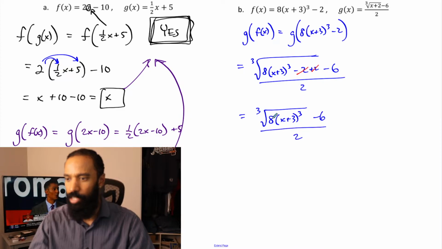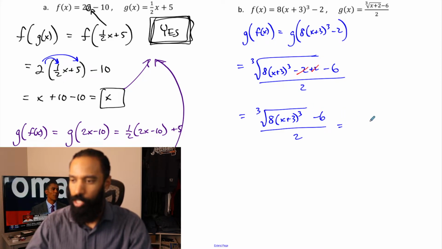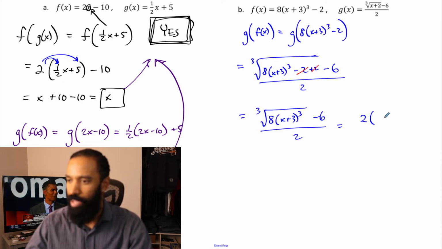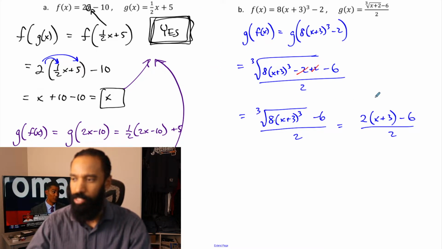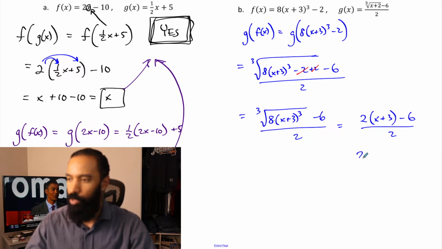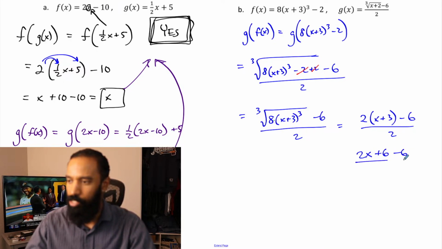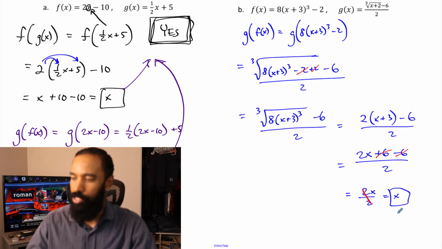You know, I can take that cube root right here. That's a cube root of 8 times the cube root of x plus 3 cubed. Cube root of 8 is 2. Cube root of x plus 3 cubed is x plus 3. And we get minus 6 there over 2. So again, it's the cube root of those two separate things because it's a product. You know, that's an allowed notion there. Totally cool. 2 times x plus 3, we get 2x plus 6, and then minus 6 over 2. 6 minus 6 is 0. We get 2x over 2, which is x, as those cancel out. So yes, these are inverses of each other.